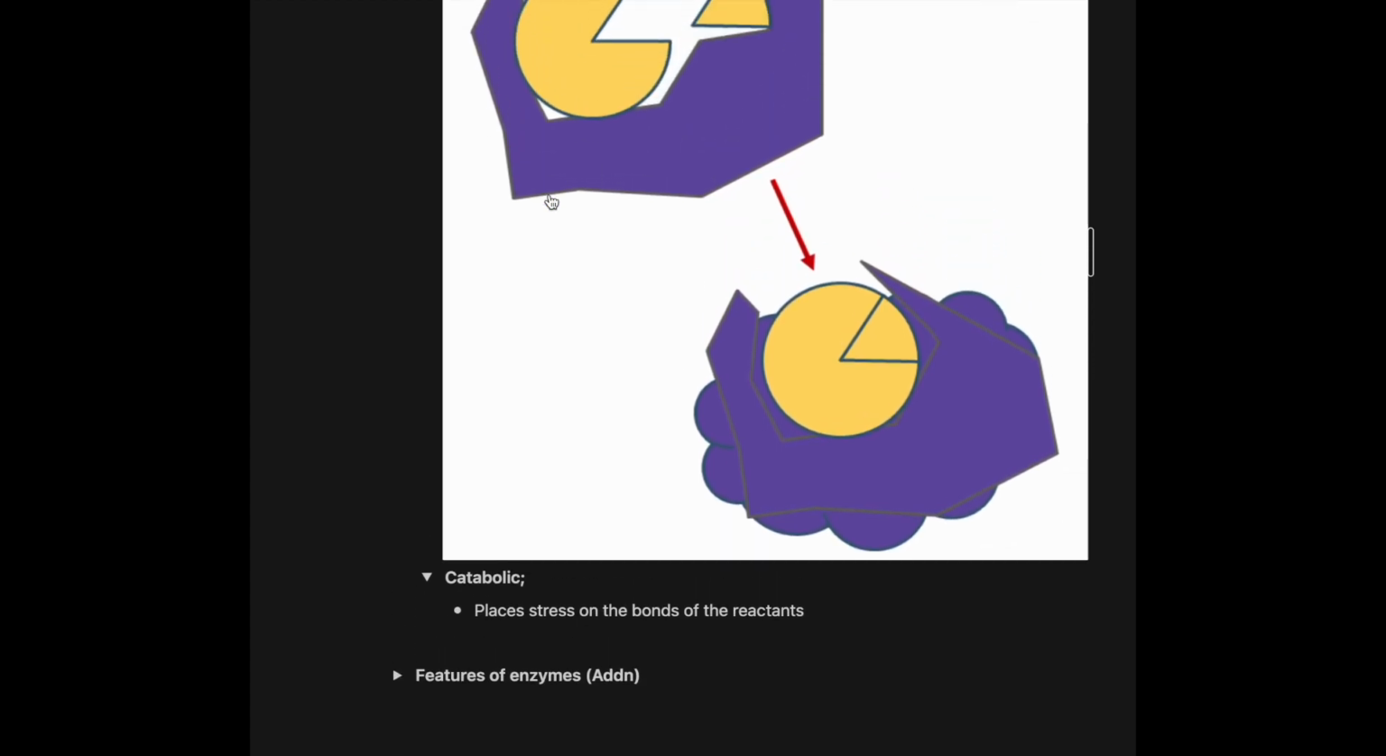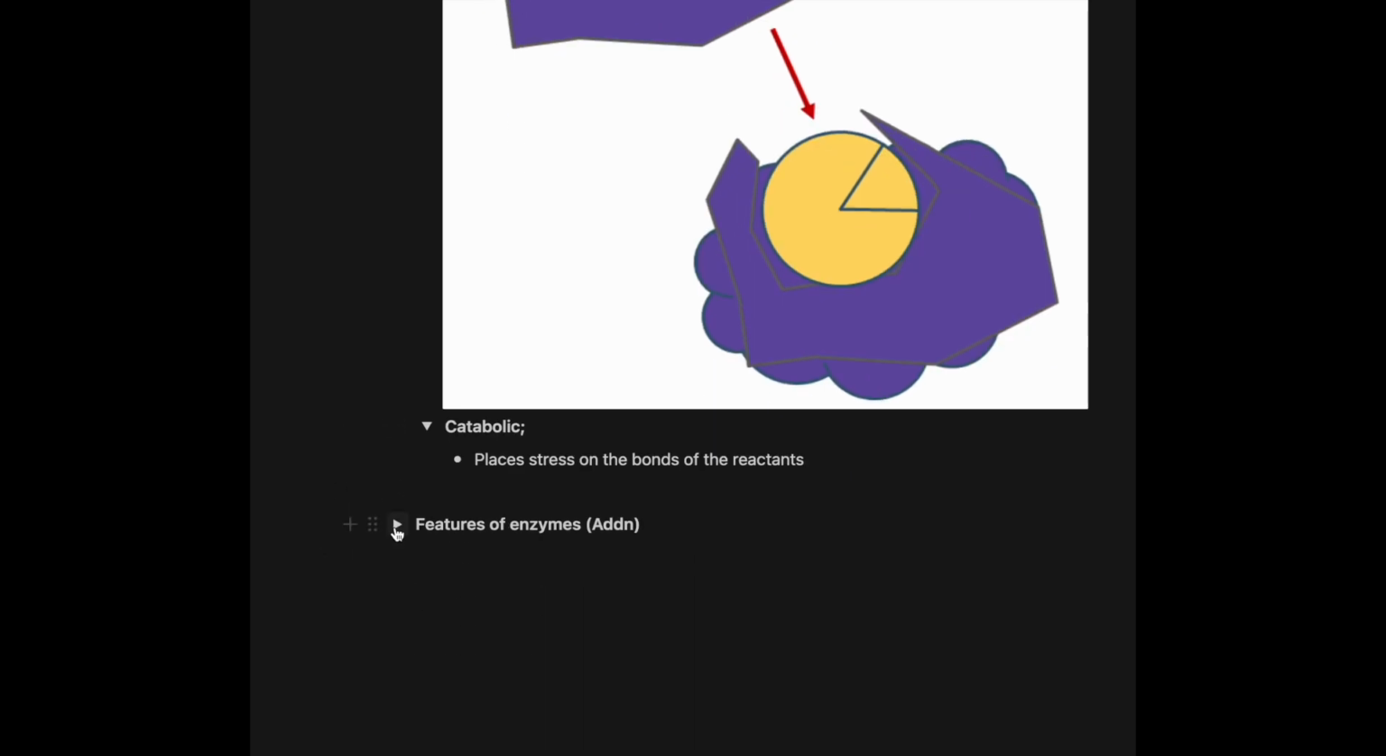Now, a catabolic reaction is obviously the opposite of this, as a catabolic reaction, as was covered earlier, is a breakdown reaction. So this places stress on the bonds of the reactants, and as a result reduces the activation energy required for the reaction to occur, as there is less activation energy required because there's already stress being forced on the bonds of the reactants, allowing them to be more easily converted to the products. Again, meaning that more reactants have the sufficient activation energy for the reaction to occur, and therefore increase the rate of reaction.